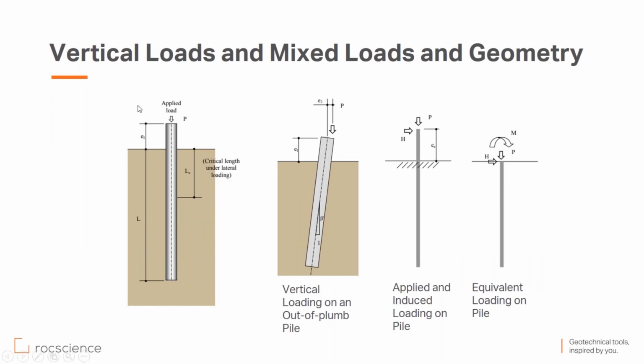Piles may be subject to vertical loads and in different geometric shapes. Maybe it will be inclined piles. Maybe the load will be eccentric, so it causes a moment at the pile top. The pile may be overhanging with having a vertical load and a horizontal load, or even mixed with a bending moment.